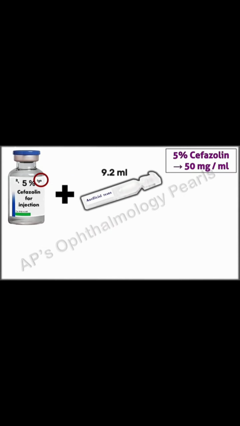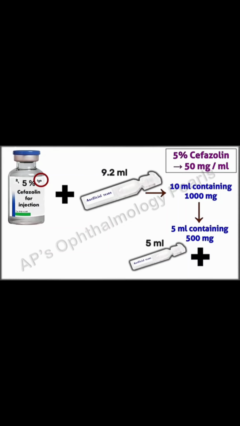Since we said that these are not available commercially, let's see how to prepare some of the commonly used fortified antibiotics. The methodology is the same for both cefazolin and ceftazidime, as both are available as vials containing 1 gram of powder. Since we require a 5% solution, this means the concentration is 50 mg per ml. So add 9.2 ml of artificial tears to the vial to get a total volume of 10 ml that contains 1000 mg of antibiotic. Now take 5 ml of this solution, which should contain 500 milligrams, and dilute further with another 5 ml of artificial tears. So we have the same 500 milligrams now in 10 ml of solution. This is a concentration of 50 milligrams in 1 ml, which is what we want.